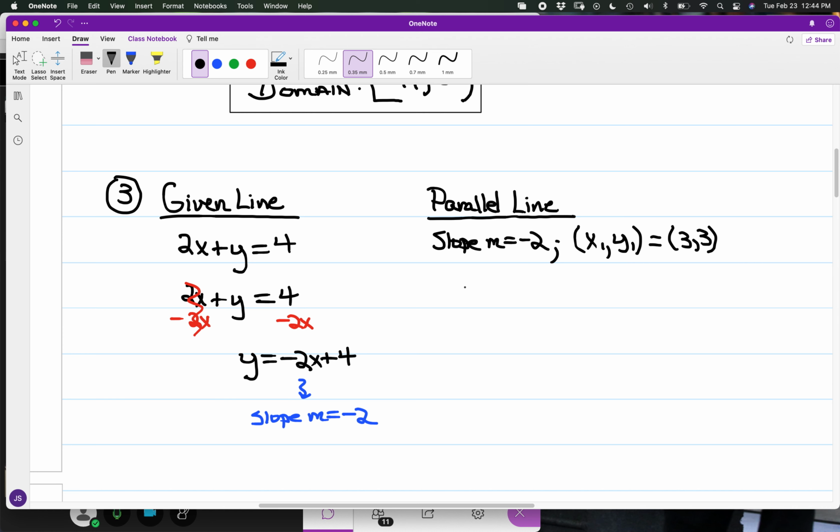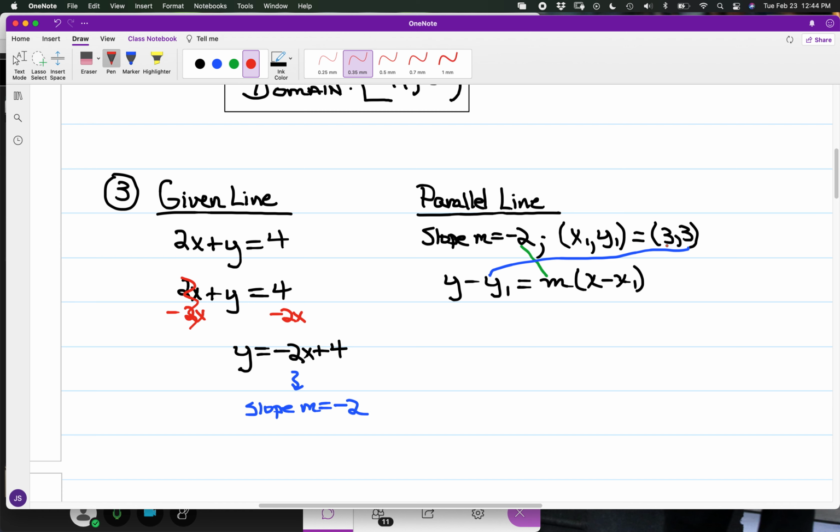Now, we're going to be looking for the slope-intercept equation of this line, but using the point-slope formula. So you have y minus y1 is equal to the slope m times the quantity of x minus x1. Just mapping what we have here, m is negative 2, and y1 is at 3. And the first coordinate will be in reference to x1.